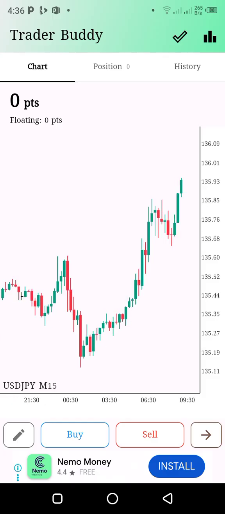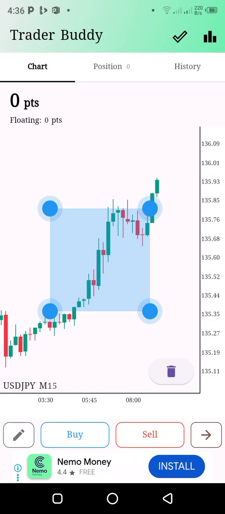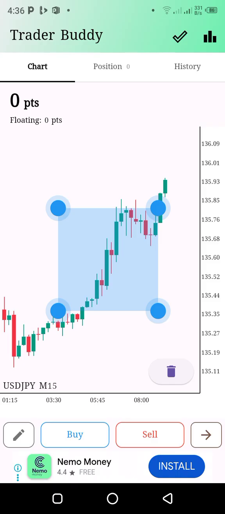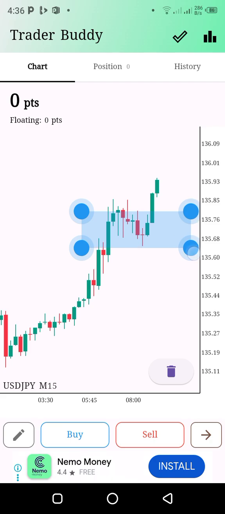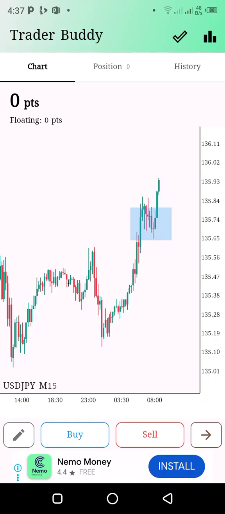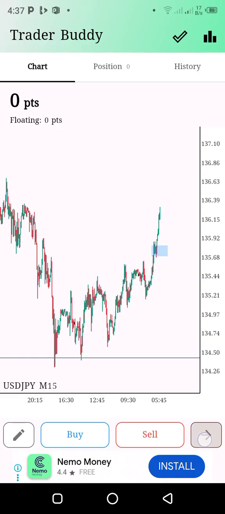When the zone is invalid, we just mark out the demand zone that broke the level. So this is the demand zone that broke the level around this area here. This was a rally base rally, right? So we just wait for market to come back into this level so that we can take our buys in the future. As per now, we just wait.